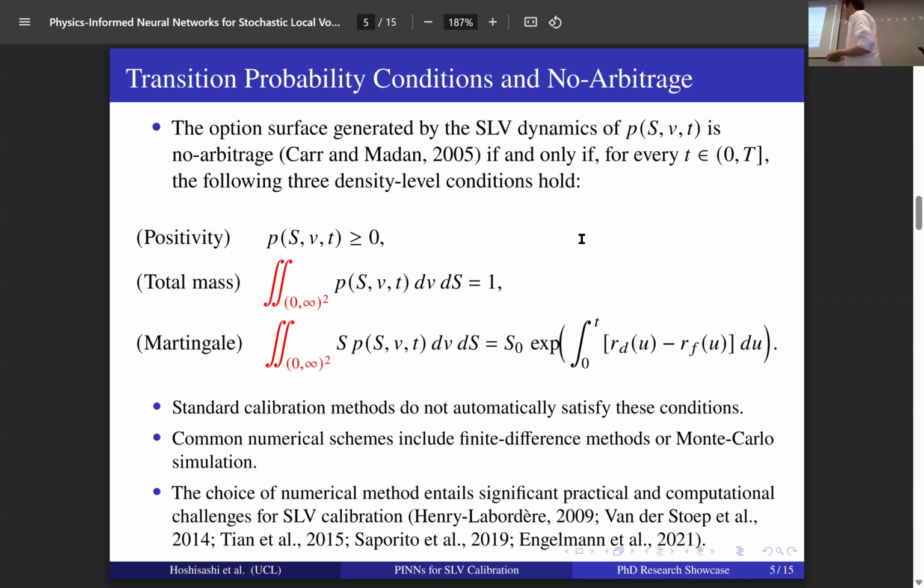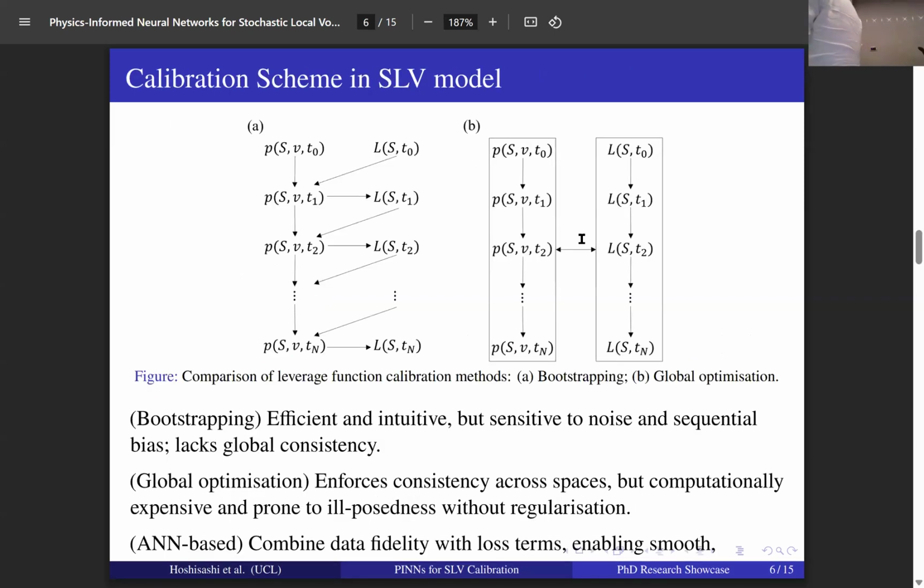So here are the past researches, but many researchers are suggesting some modification or some new idea from many aspects, including architecture-wise, computational-wise or formulation-wise. But the main problem here is we need to calibrate P and also L at the same time. So usually in numerical schemes, the general researches take this strategy. It's called bootstrapping.